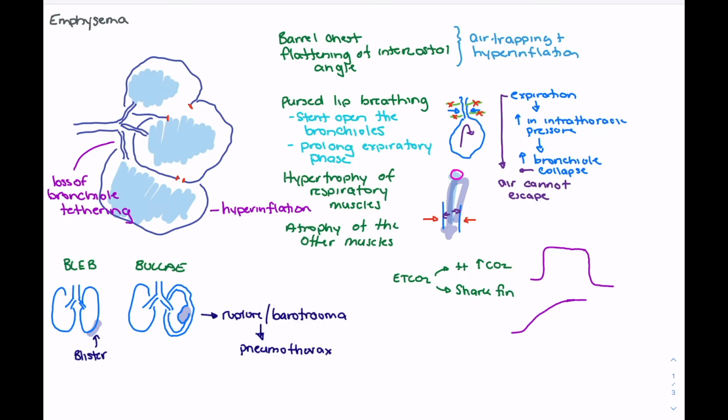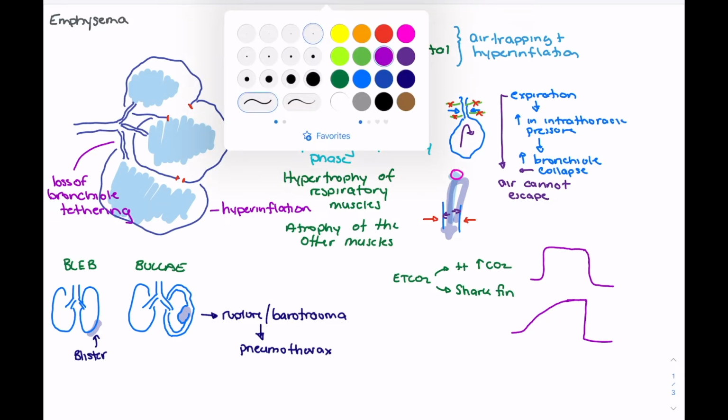And the problem is that we have to eventually inspire. So we have this kind of sharp inspiration as the patient exhausts their expiratory phase, which can lead to the shark fin pattern. So that's just telling you that we have decreased space through which we can exhale.